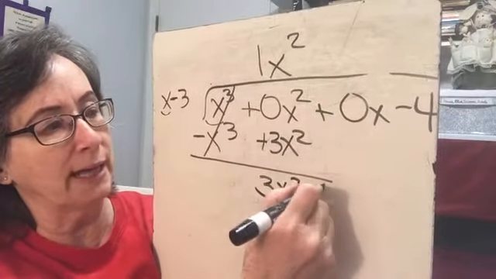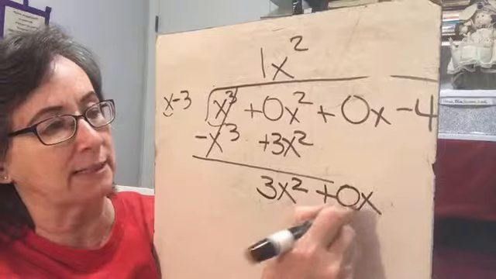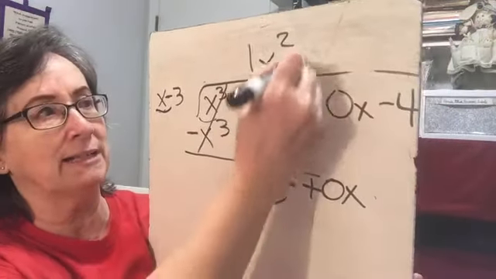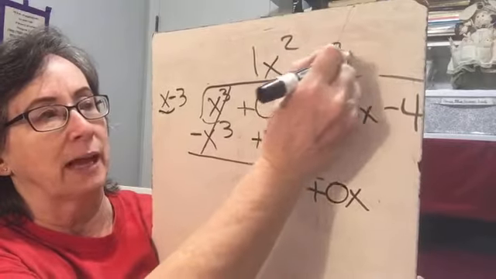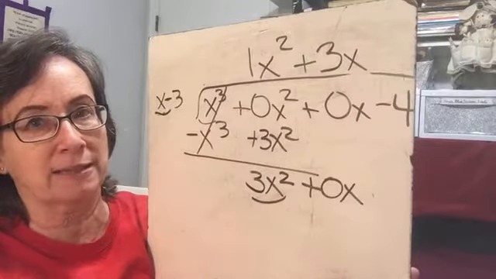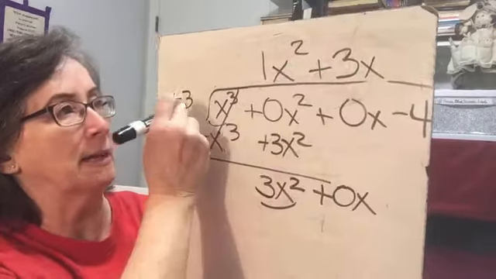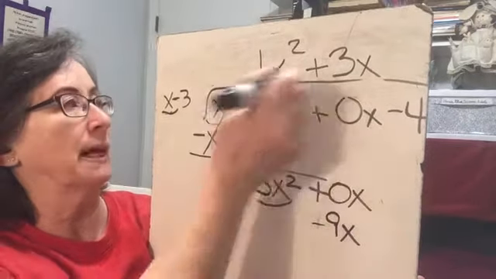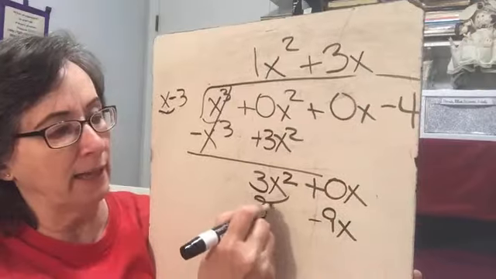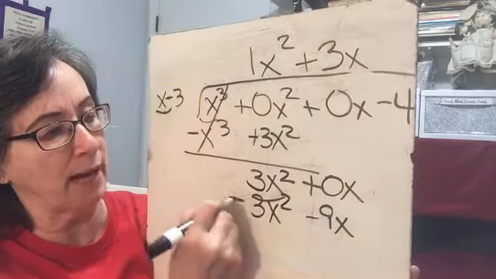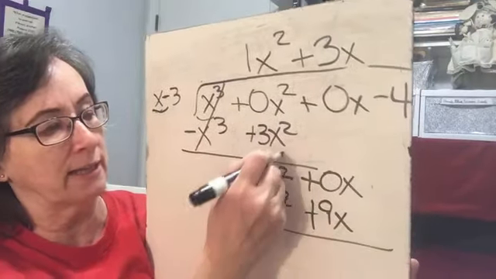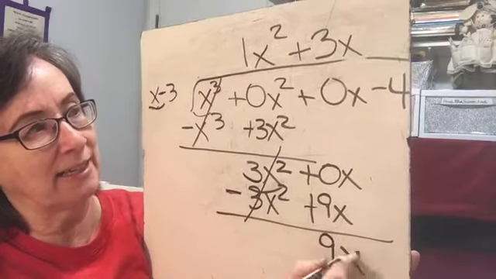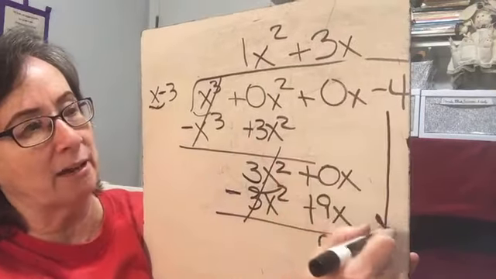I bring down my 0x. X goes into 3x squared 3x times. I put it right above the x column. 3x times a negative 3 is a negative 9x. 3x times an x is a 3x squared. I'm subtracting, so I change both signs. This one cancels. And then I have a 9x. Lastly, I bring down my negative 4.